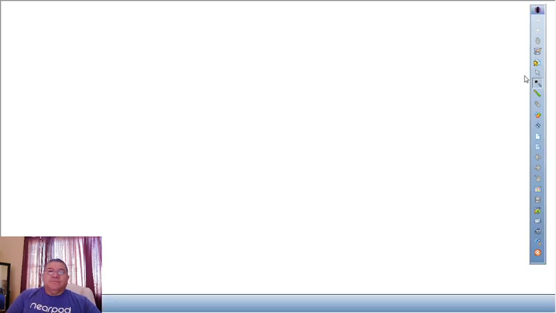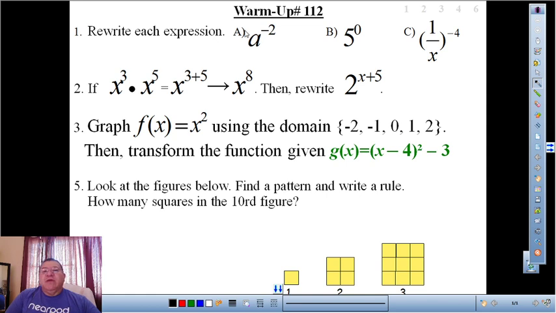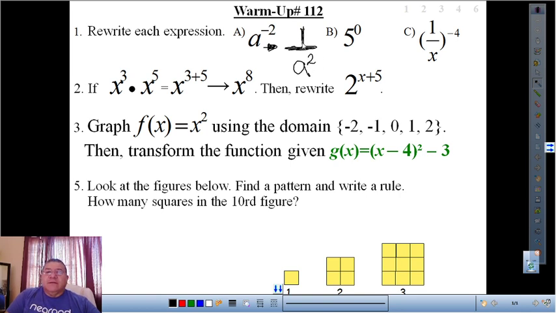For number 1, it says rewrite each expression. We have part A, and it says a to the power of -2. Reminder, can we leave this with a negative exponent? No, right? So how do we change this? Well, remember that we need to send it to the denominator, and the exponent becomes positive. So what do we write on top? That is correct, 1. There you go.